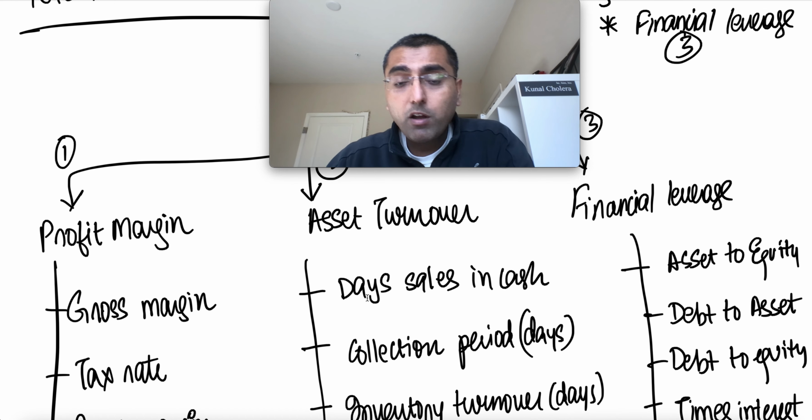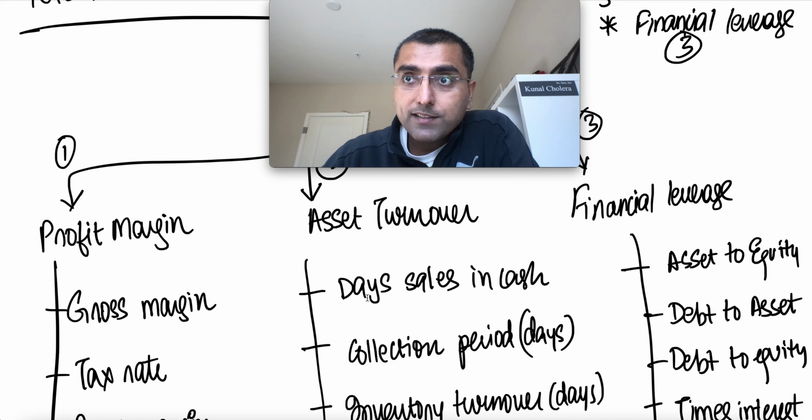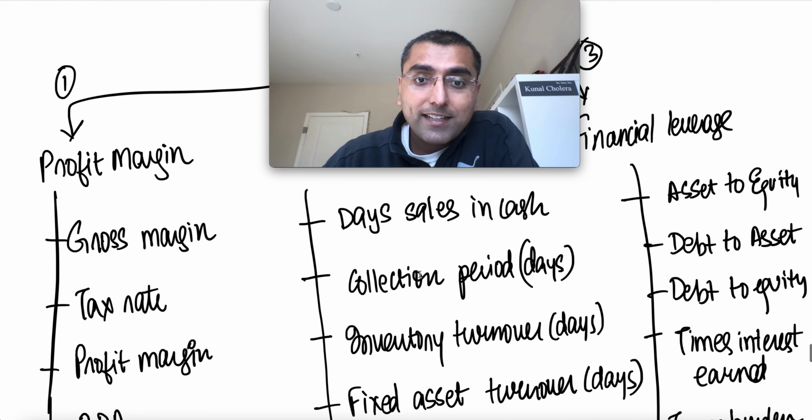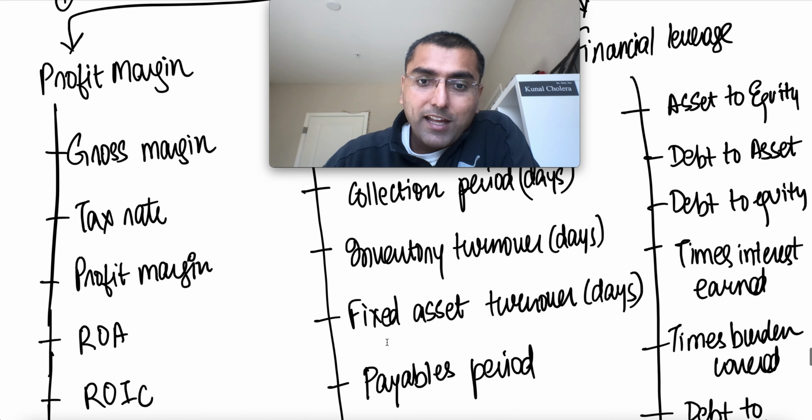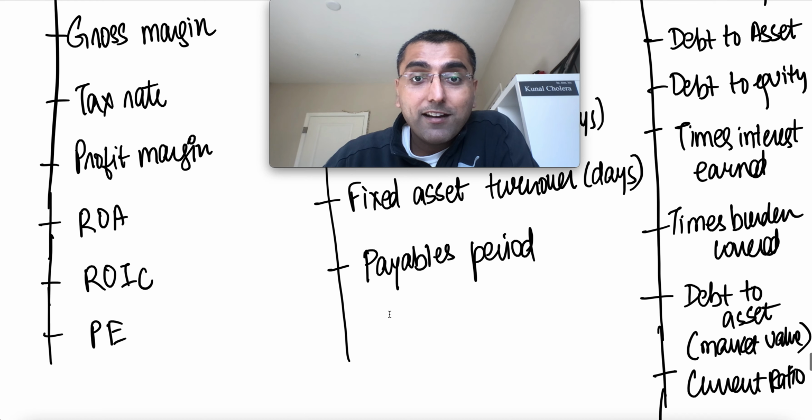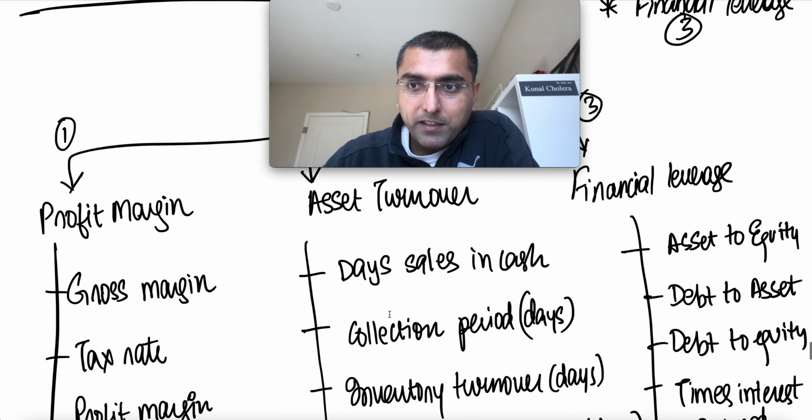You can say how many days of sales the company has in cash, and how long does it take for them to collect from accounts receivable. How long does it take for them to turn their inventory? How long is the fixed asset turning over? How long are they taking to pay their suppliers, the payable period?